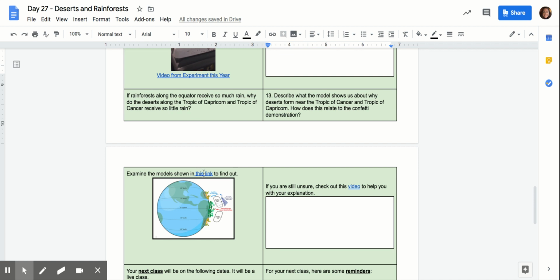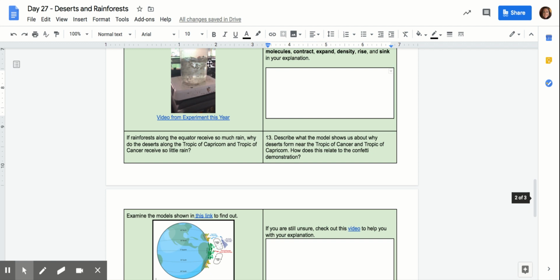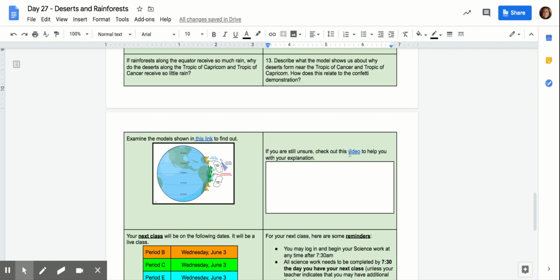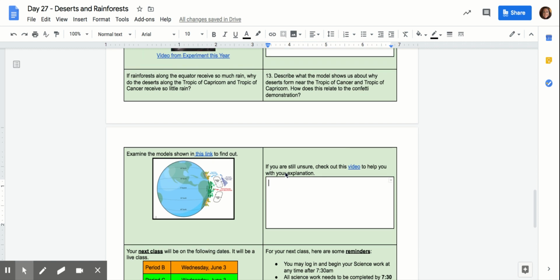You'll open this link and you're going to see a model. Spend some time looking at the model, paying attention to the arrows and the words, just like we do in our models. This one uses red when it's heat and blue when it's cool. Look at the model, and then over here, try to write an explanation based on that model of why there are deserts near the Tropic of Cancer and the Tropic of Capricorn, relating it back to this experiment. If you're still unsure, there's a video here to help you with your explanation. This is definitely a more challenging topic, but please give it a try.